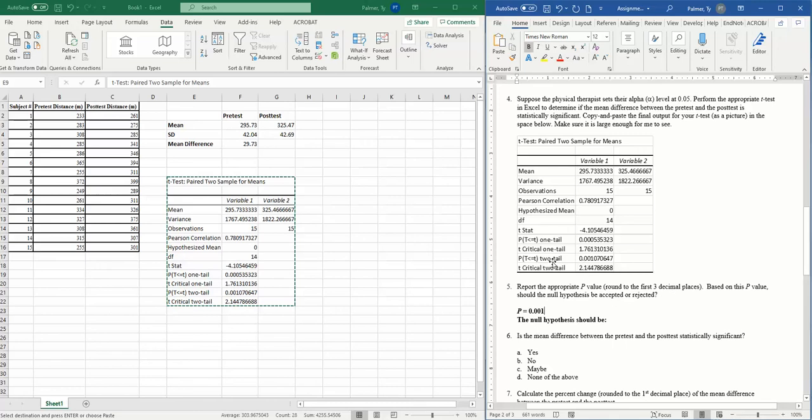So rounded to the first 2 decimal places, what's my answer? Again, I'm going to read this P two-tail. That's the p-value I'm going to report. It's 0.001. So that's going to be my answer here for question 5 for the appropriate p-value.